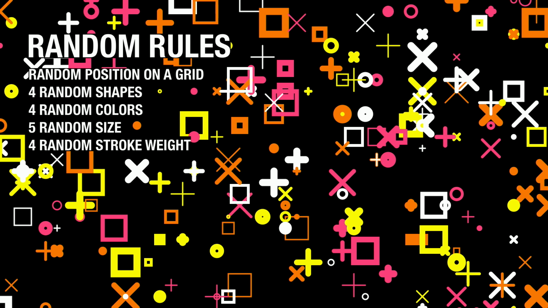So the random rules that we had here in this end picture, so when my program runs, it's going to put an X amount of shapes on the canvas. It will choose a random position on the grid. It will choose one of the 4 random shapes, and then one of the 4 random colors, one of the 5 random sizes, and one of the 4 random stroke weights. So every time it's different, and there are lots more rules you can add.